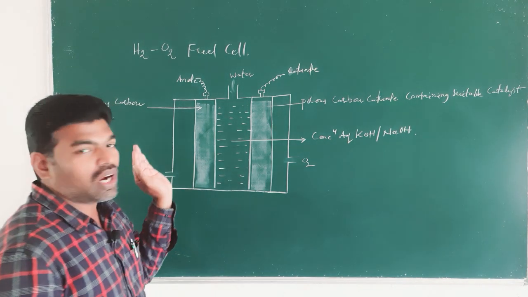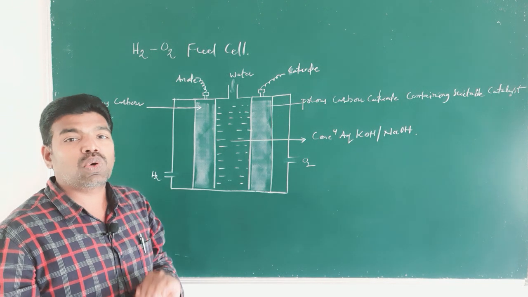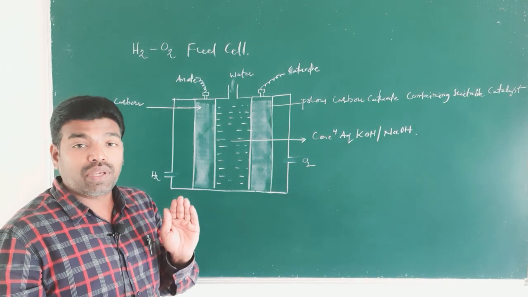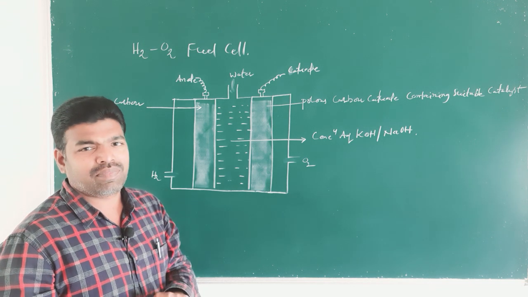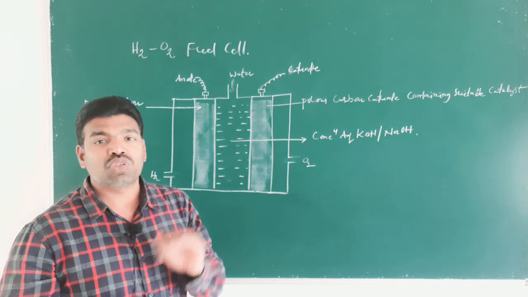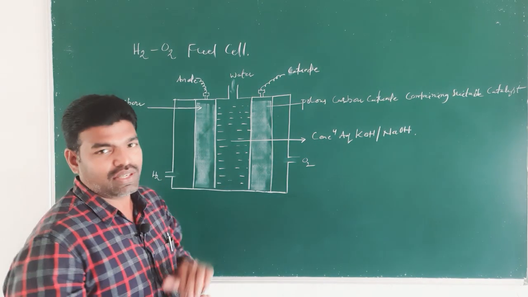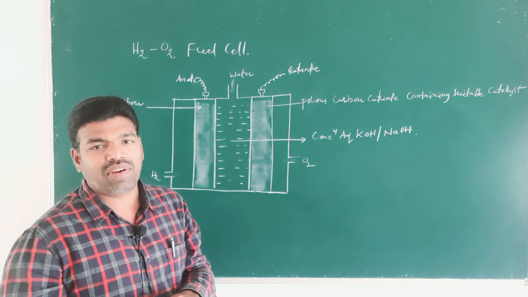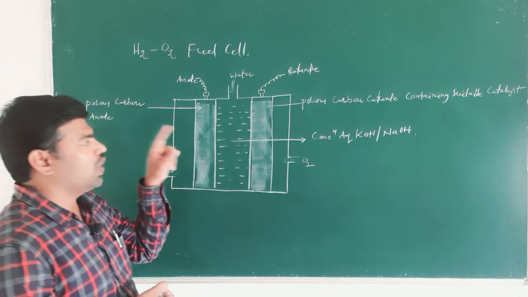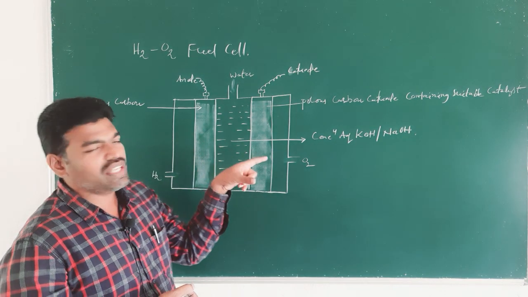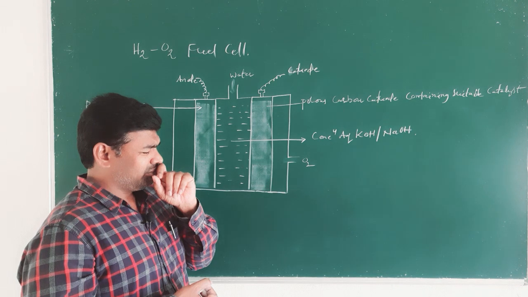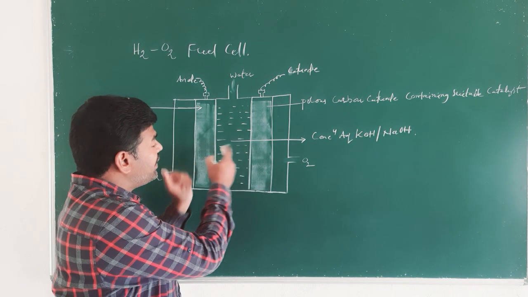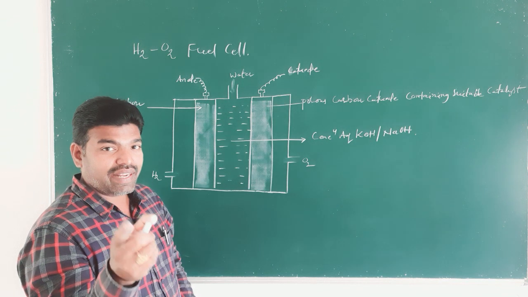The catalysts are incorporated in this cell to increase the rate of electrode reactions. That is, finely divided platinum or palladium is used as a catalyst in these electrodes. So these two are electrodes. And a concentrated aqueous KOH or NaOH solution is placed in between the anode and cathode, and it acts as the electrolyte.